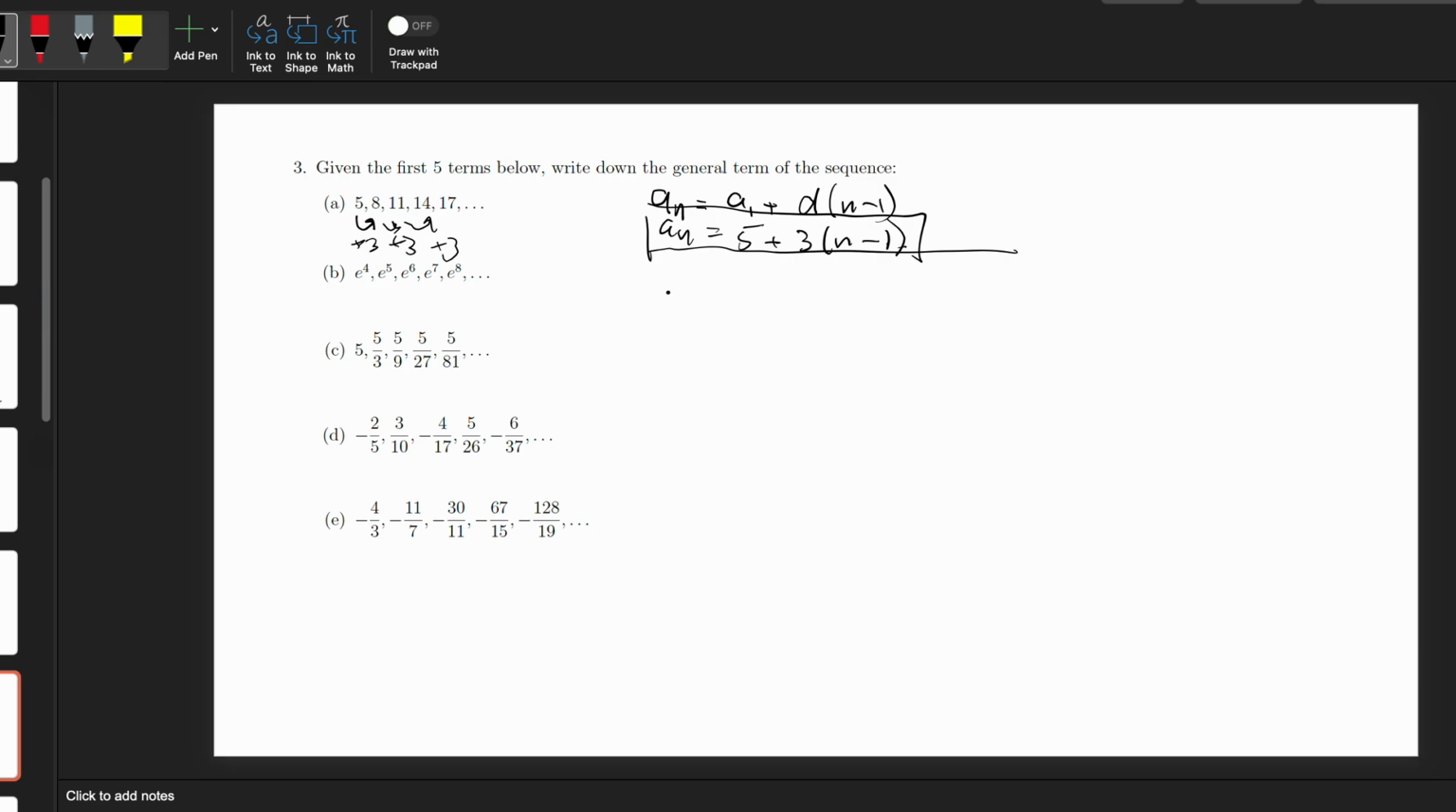So for B, let's see. My first term is e to the 4th, and then I multiply by e each time. See that? I'm multiplying by e to get to the next element. So this is a geometric sequence, and we know that geometric sequences are of the form a sub n is equal to a sub 1 times r to the n minus 1. What's my common ratio? It's e. What's my first term? e to the fourth. So a sub n is e to the fourth times e to the n minus 1.